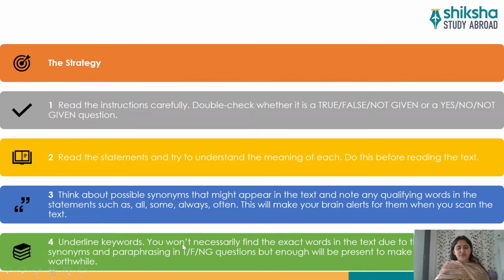You won't necessarily find the exact text due to the extensive use of synonyms and paraphrasing. So definitely there will be no repetitive words in the text or in the passage. So you need to look for certain synonyms and paraphrasing where the words will change but the meaning will remain the same.